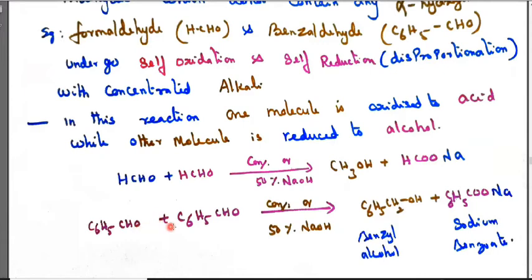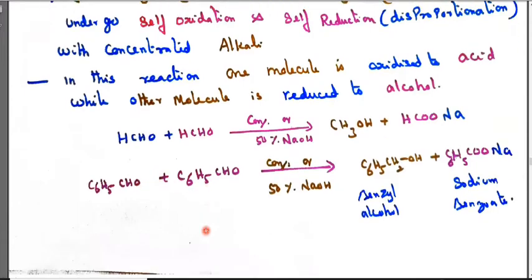Benzaldehyde C6H5CHO plus C6H5CHO. In the presence of 50% sodium hydroxide, one benzaldehyde is reduced to benzyl alcohol, C6H5CH2OH. Another molecule is oxidized to give benzoic acid, C6H5COOH. So in the presence of sodium hydroxide, it produces the salt of benzoic acid, C6H5COONa, called sodium benzoate.